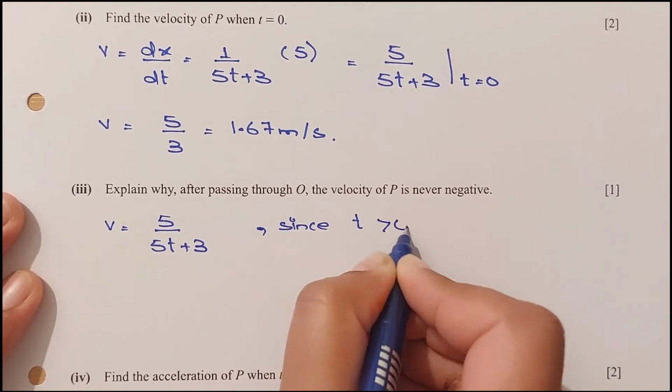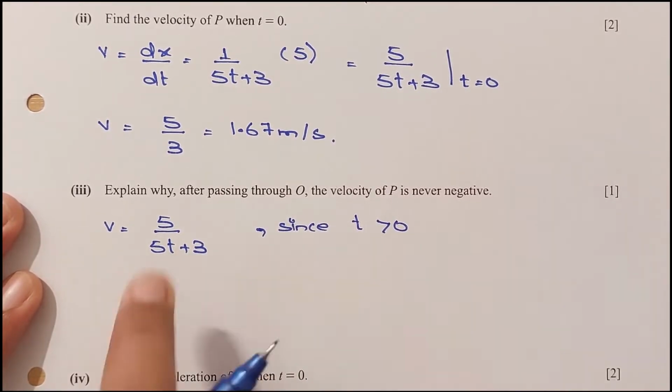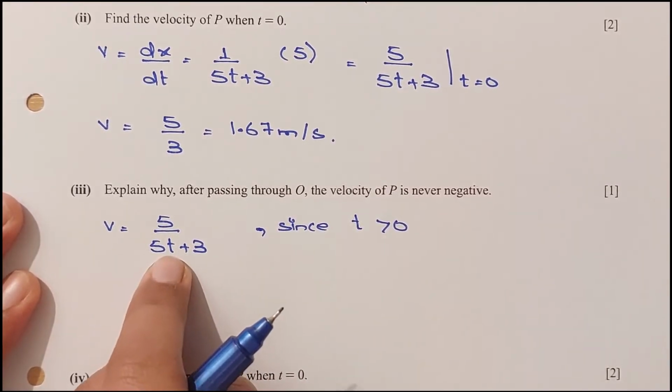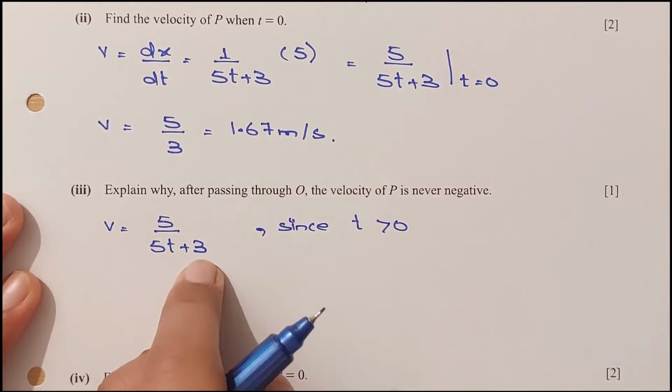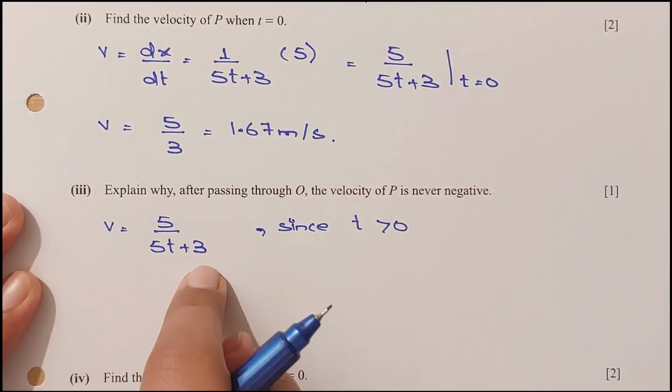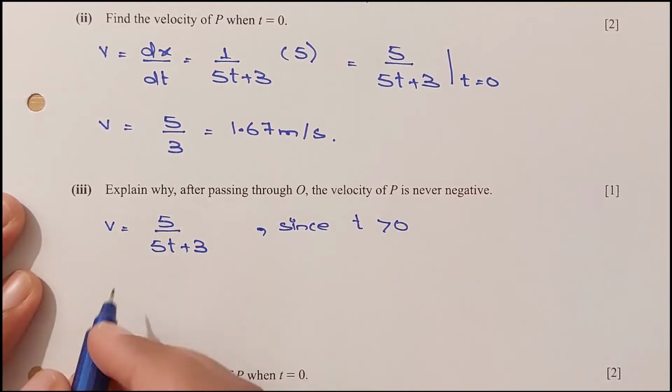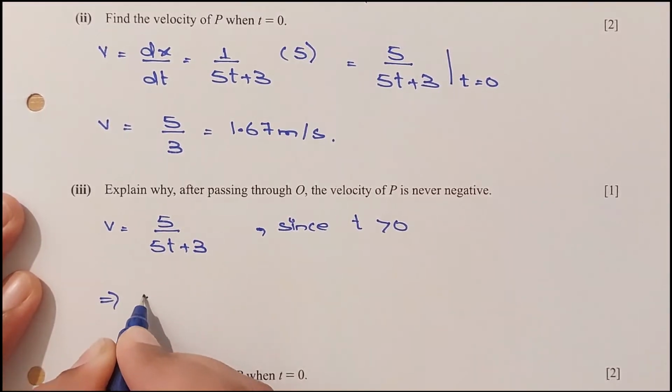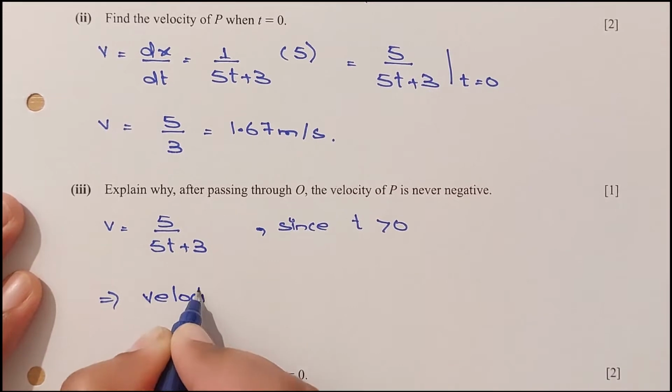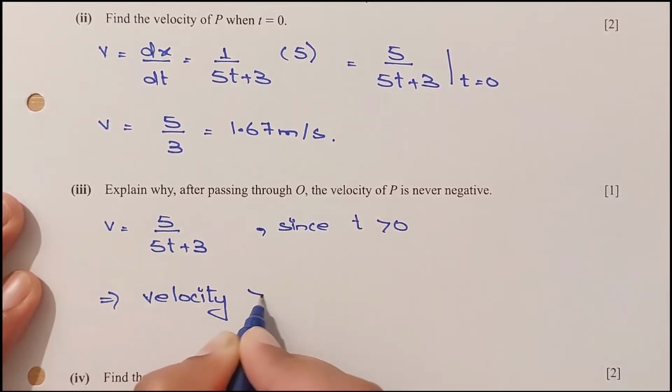time is greater than 0. Time can be 0, 1, 2, 3, 4. It is positive. So when you put a time over here, times by 5 plus 3, and then 5 divides that answer, you will get a positive answer, right? So the velocity is never negative. So velocity is greater than 0.